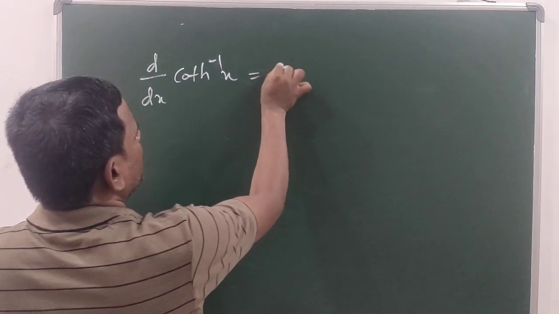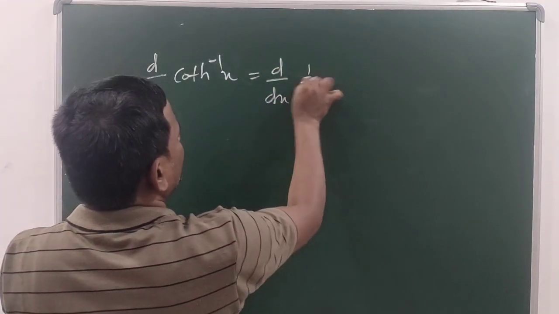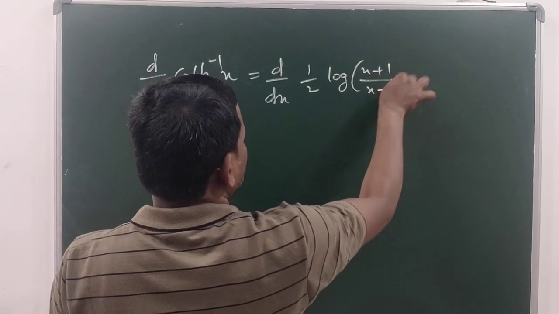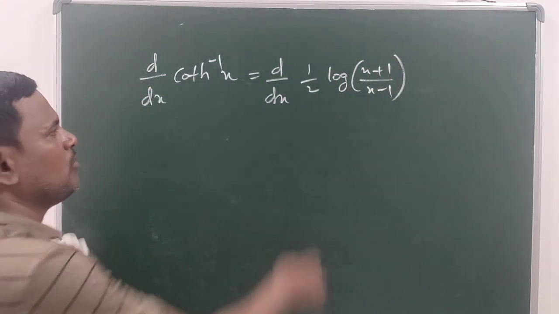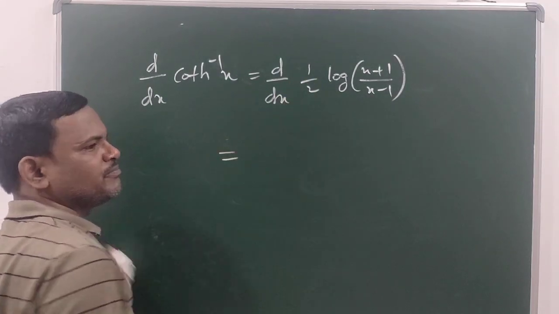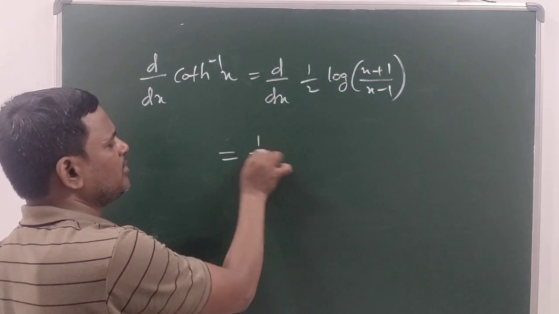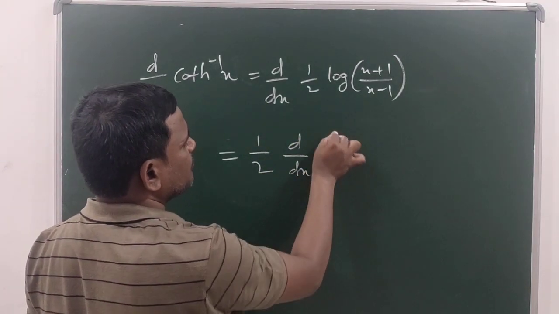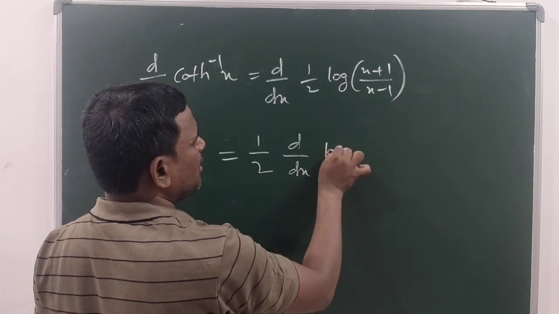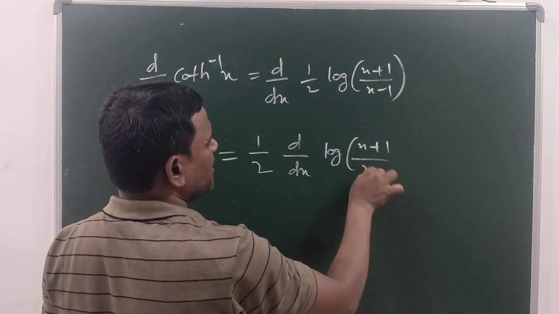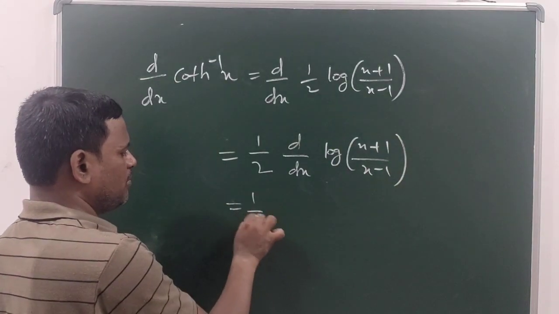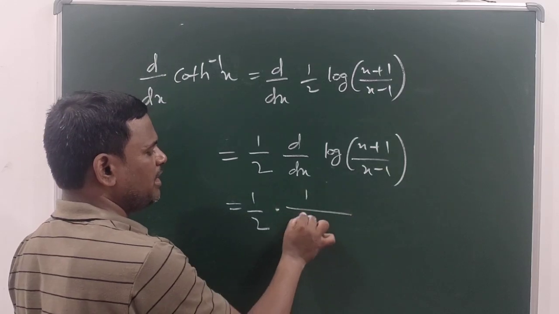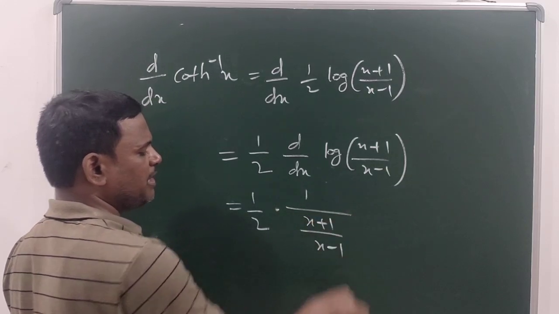So in terms of log, what you got? d by dx of 1 by 2 of log of x plus 1 by x minus 1. Now write this 1 by 2 outside. So that what do you get? 1 by 2 d by dx of log of x plus 1 by x minus 1. Now 1 by 2. So what is the differentiation of log x? 1 by x plus 1 by x minus 1.